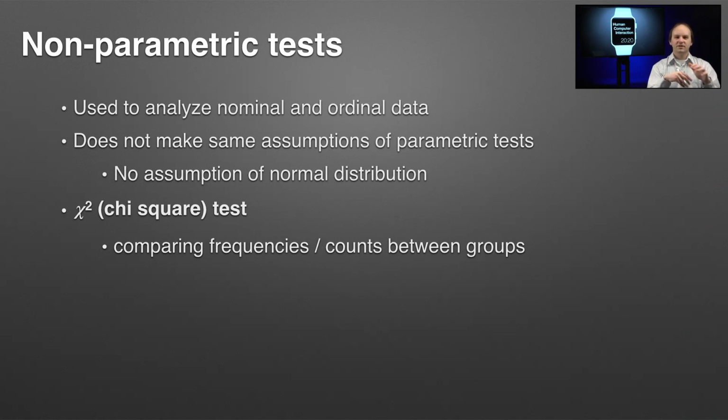They're based more on odds ratios and frequencies and counting. So one of the most common ones that you'll run into is the chi-square test. It's frequently used to compare counts or frequencies.